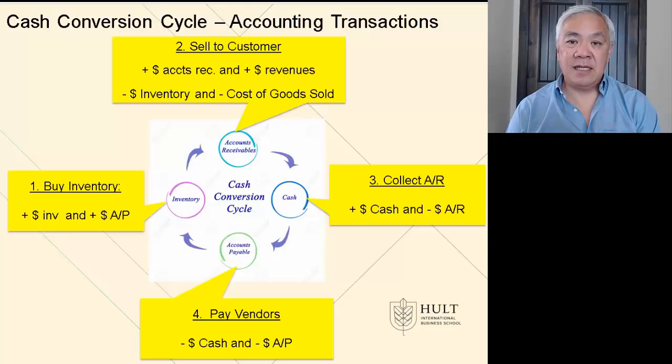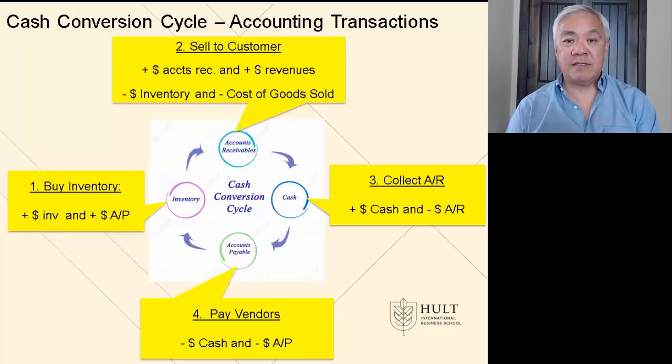The second part of that is inventory went down because the sale involved some inventory going to the customer. Inventory goes down, that's an asset, and the cost of goods sold, which is offsetting the revenue, has an increase, and that's a negative. So it's a negative because it will reduce our profit because we gave up some inventory to accomplish the sale. Those are the entries required for the second stage, the sale to a customer.